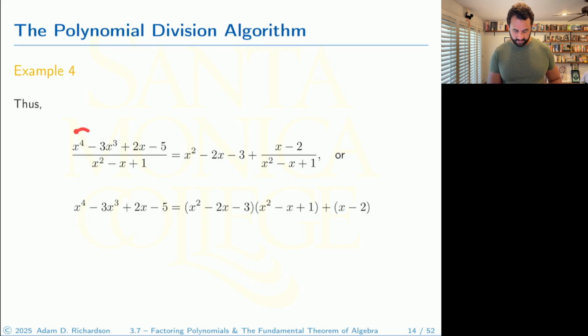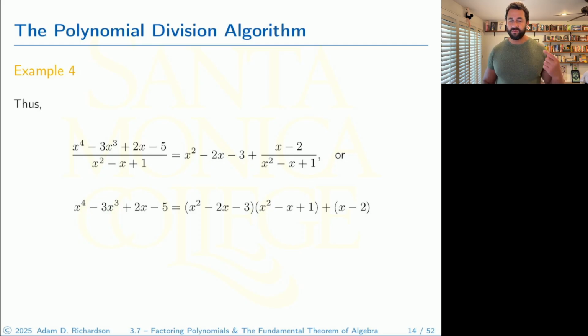Here it is. So this can be written as this polynomial plus this remainder over the divisor, just like so. In other words, we rewrote that polynomial in the numerator as this quotient times the divisor, and then there's a remainder. There's a little bit left over. So again, this is a situation where x squared minus x plus 1 does not divide this polynomial evenly. Or in other words, x squared minus x plus 1 is not a factor of the numerator, right?